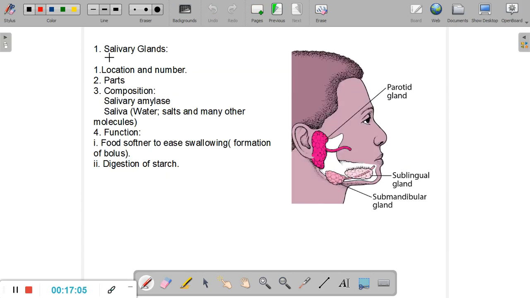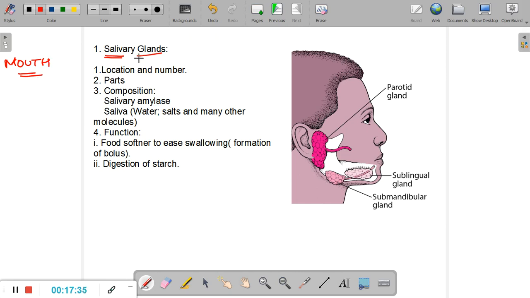Now digestion starts in the mouth. The first thing you must remember, digestion does not start anywhere else but in the mouth. The process of breaking down food, the complex nutrients in food, into simpler nutrients starts in the mouth. But what is digested there? So let us look at the organs that are involved. So salivary glands are involved in digestion in the mouth.